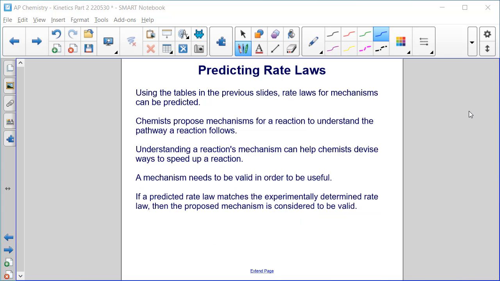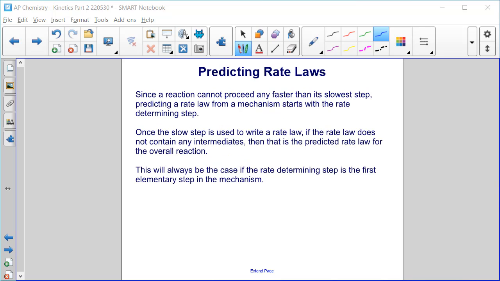Predicting rate laws. Using the tables in the previous slides, rate laws for mechanisms can be predicted. Chemists propose mechanisms for a reaction to understand the pathway a reaction follows. Understanding a reaction's mechanism can help chemists devise ways to speed up a reaction. A mechanism needs to be valid in order to be useful. If a predicted rate law matches the experimentally determined rate law, then the proposed mechanism is considered to be valid.